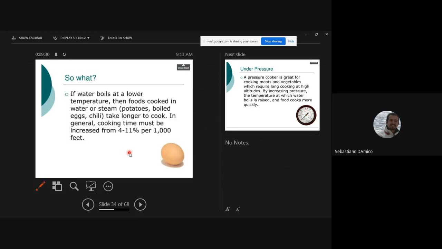In general, food cooked in water or steam takes longer to cook. Okay, so cooking time must be increased by 4 to 11%, every 1,000 feet. So it's something that, again, if we have to boil the egg for 60 seconds or 100 seconds, 4% is not that much. It's something that we don't even count, right? But it's a factor that will affect, and now we know why.